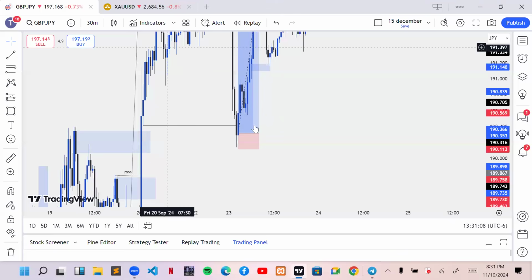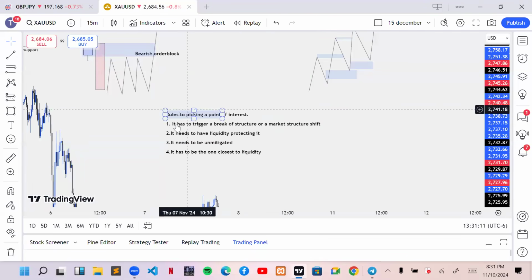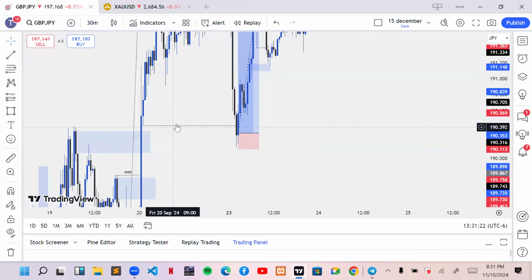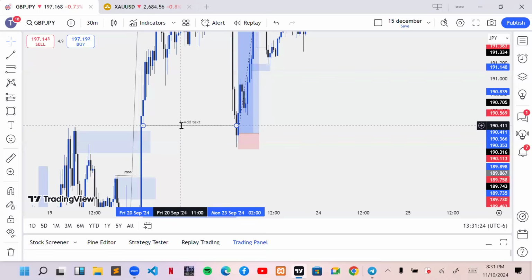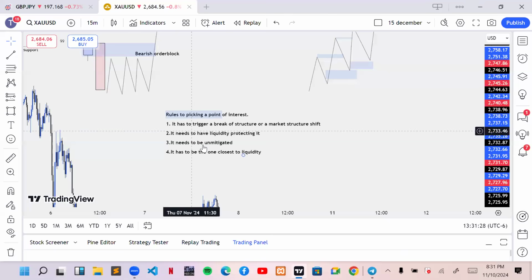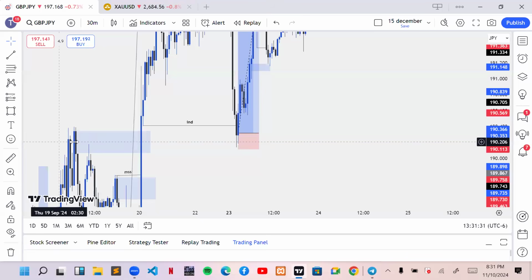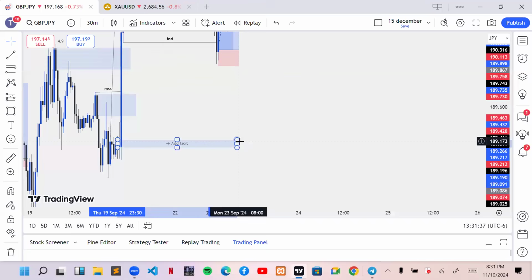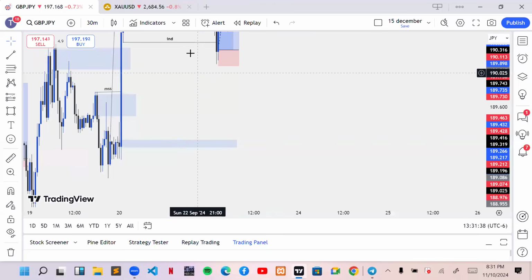If you follow these rules, you actually know the one to use. The first one says it has to trigger a break of structure or a market structure shift. Our trade has that market structure shift. The second one says it needs to have liquidity protecting it. Our trade has that liquidity, which is our inducement here. The third rule says it needs to be unmitigated. So if you check this breaker block, price is not tapping into it, so our breaker block is unmitigated. This breaker block is also unmitigated. This other block is also unmitigated. So which one are you now going to use?